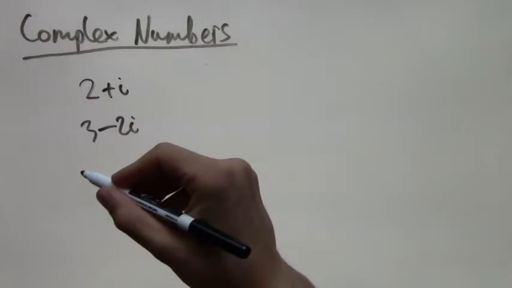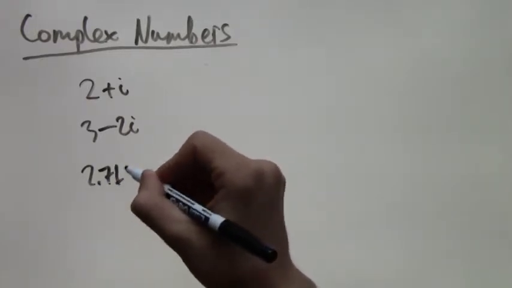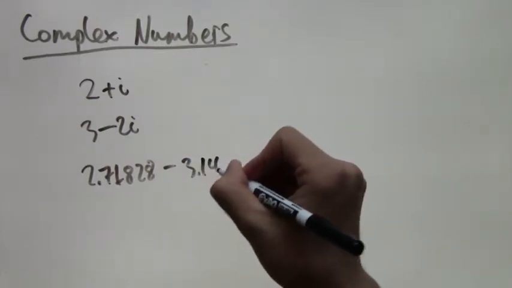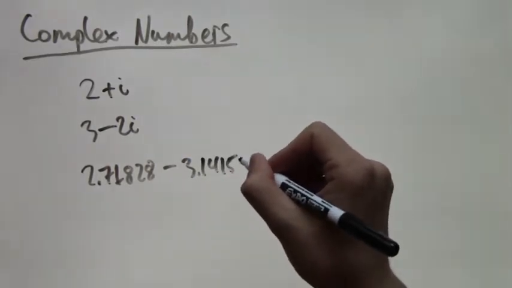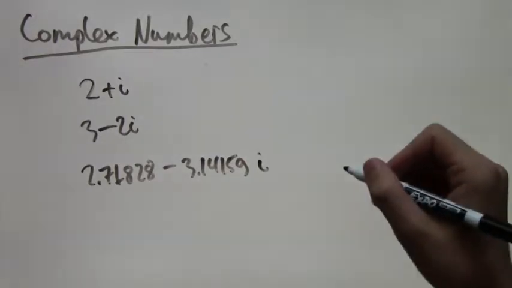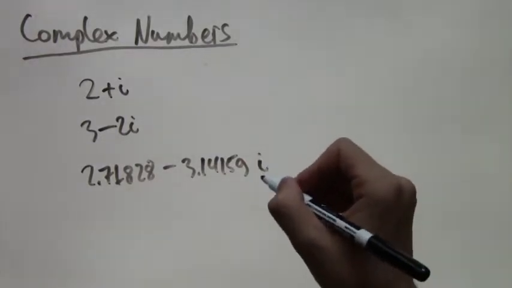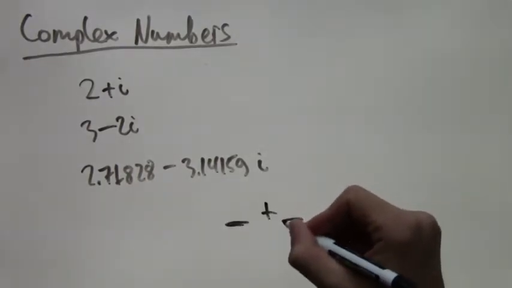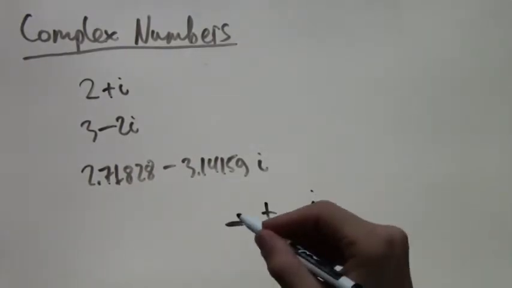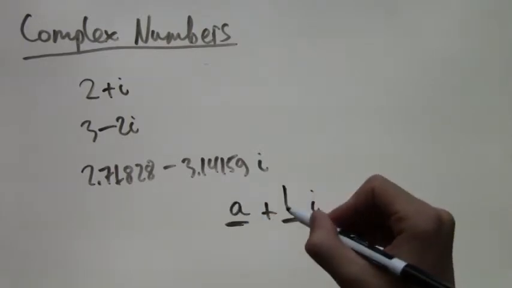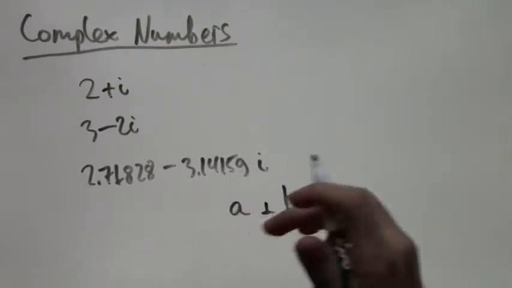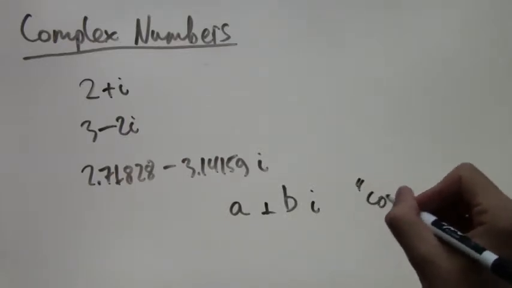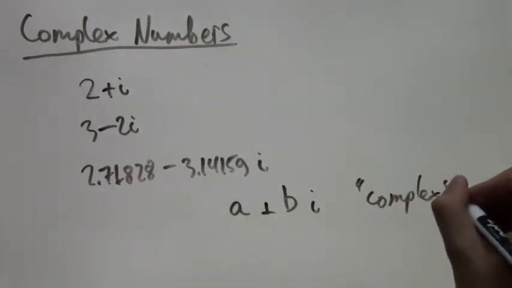We can have i with any coefficient, 1, negative 2, or any number, really. And we can have any real number, just 2 plus i, or 2.71828 minus 3.14159i. Any number is allowed as a combination of a plus bi, where a and b are real numbers as we usually think about them. And this is called a complex number.